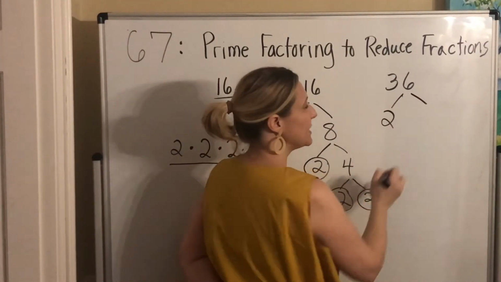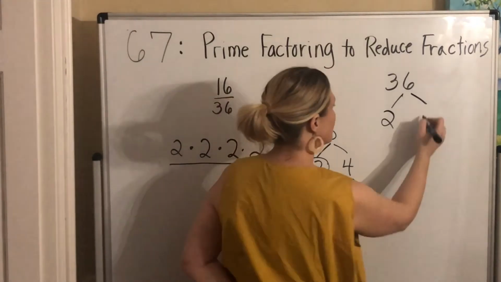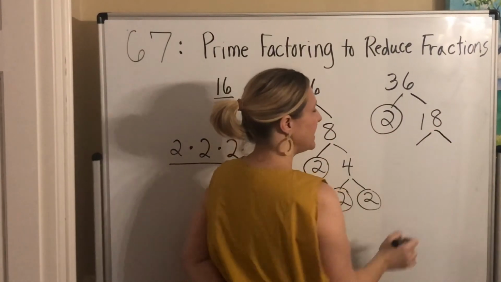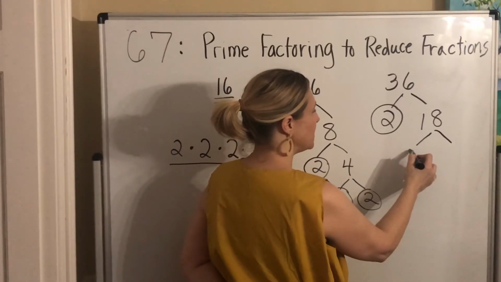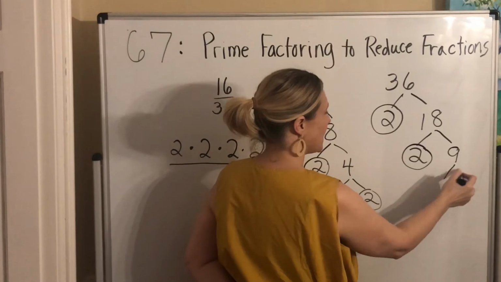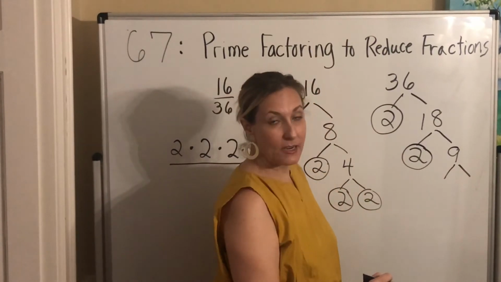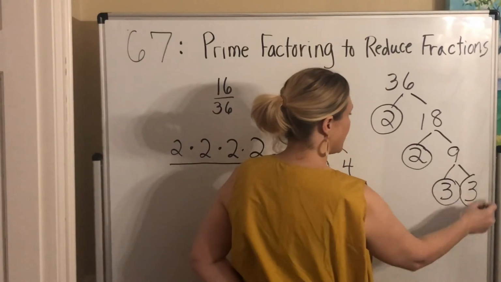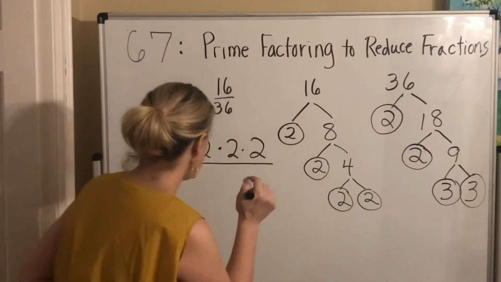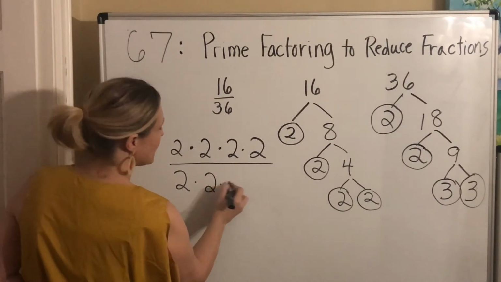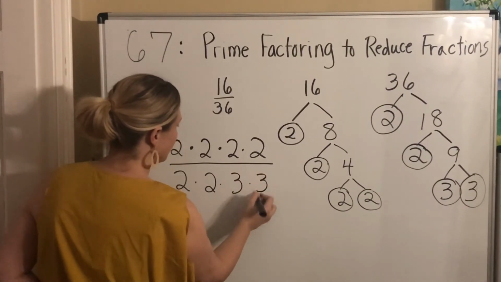2 goes into 36 18 times, okay? Circle the 2. 18 breaks down into 2 and 9. Right? Okay, 9 breaks down into 3 times 3. Okay, now we have nothing left. Everything's prime. So on the bottom, we're going to put 2 times 2 times 3 times 3.